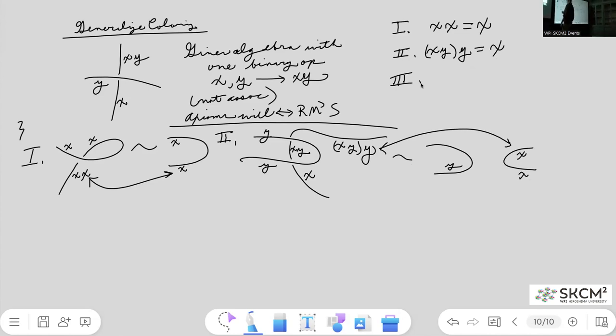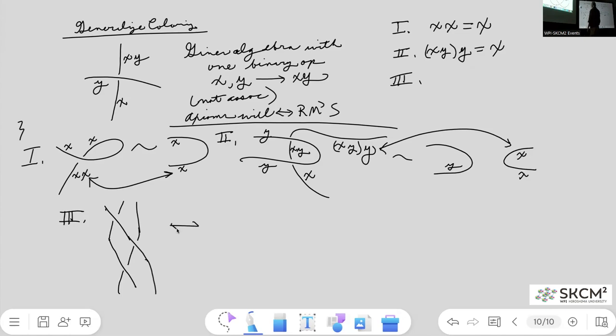And then we'll get to the third axiom. So the third axiom will be for the third Reidemeister move. And now let me actually show you that it fits this picture very nicely. That's the before shot on the Reidemeister move. And this should correspond to this after shot on the Reidemeister move.